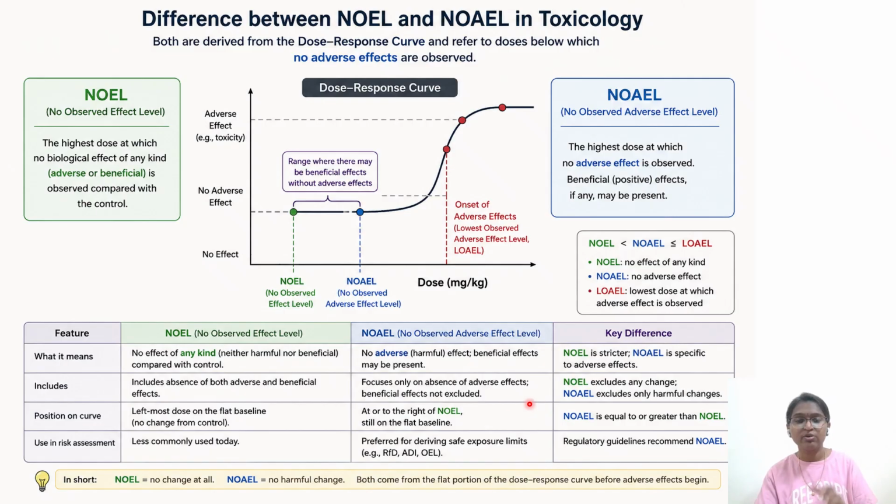Coming to the NOAEL application in the case of risk assessment, yes, for the derivation of HBELs, that is health-based exposure limits, for deriving RfD, for deriving ADI or occupational exposure limit, you need this NOAEL as a starting point. Then only you can apply certain formulas, applying the uncertainty factors and deriving the limits. Regulatory guidelines recommend NOAEL.